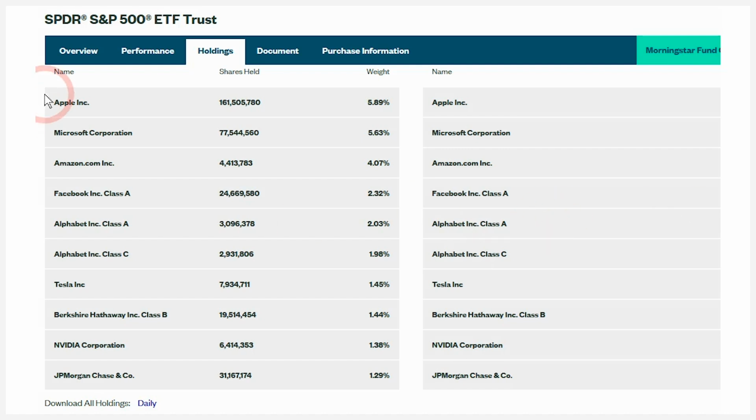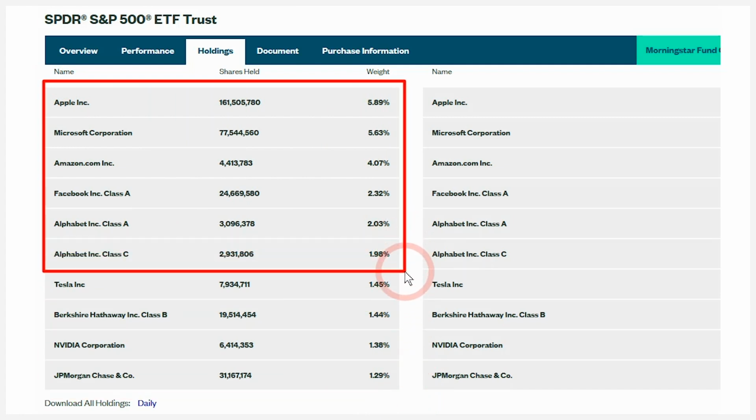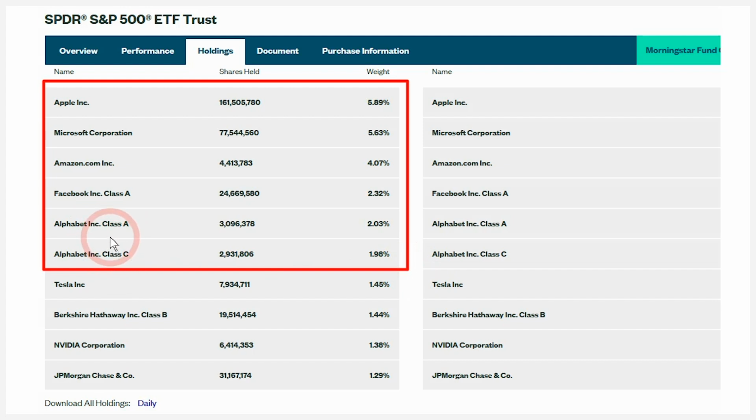When we look at the holdings, we can see that large caps dominate, especially if we look at the top 5 here, because Alphabet counts twice. But there's a heavy weighting there. We basically have 12, 14, 16, 18, 20% in the top 5 there.